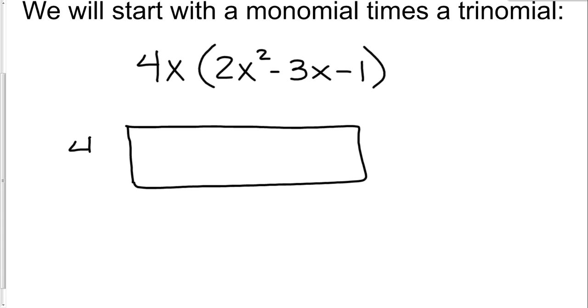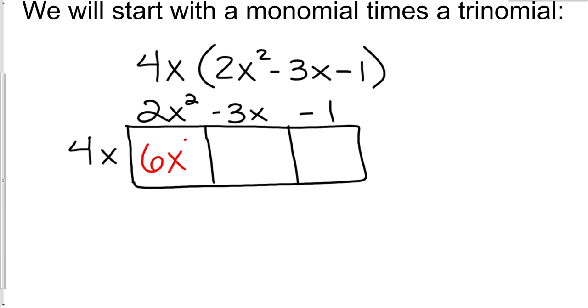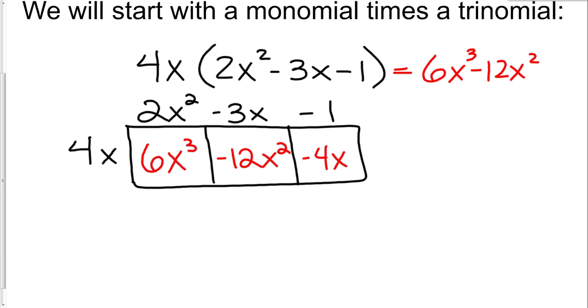Our height is our first term, so we have 4x. And across the top, we have 2x squared, negative 3x, and negative 1. We're going to draw our bars in between each term. And then we're going to go ahead and multiply. So 4 and 2 gives us 8. x and x squared gives us x to the third. 4 and negative 3 gives us negative 12. x and x gives us x squared. And then lastly, 4 and negative 1 gives us negative 4, and we're left with x. So our answer, our polynomial multiplication, is 8x to the third minus 12x squared minus 4x.